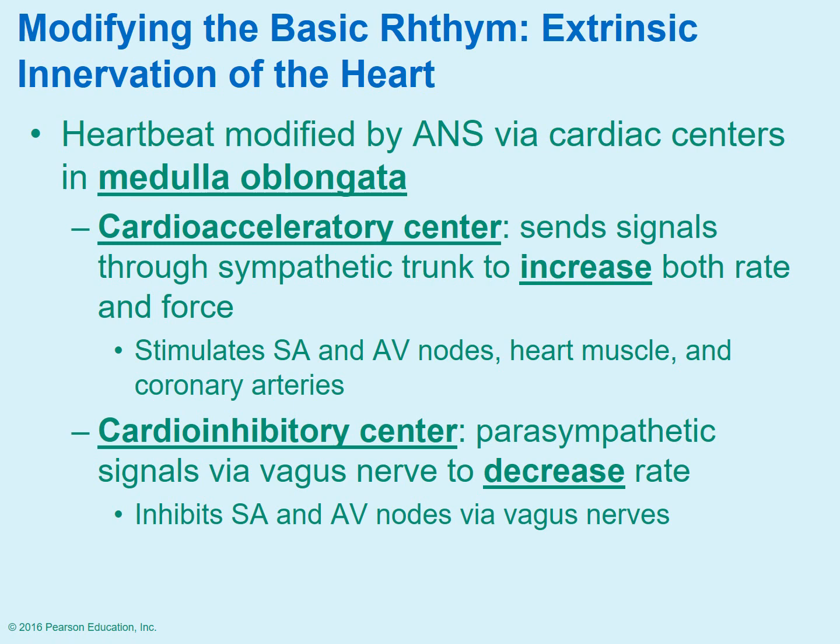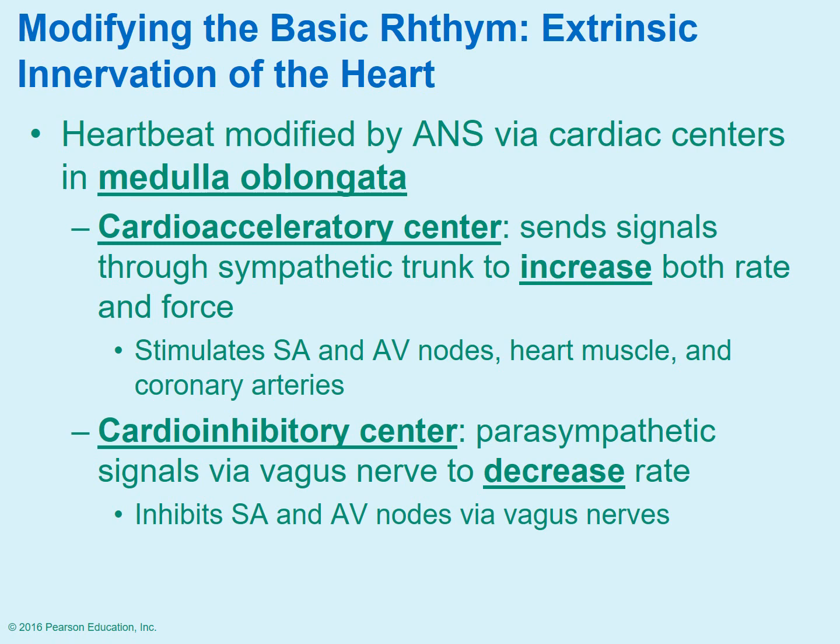Extrinsic innervation of the heart. This allows for the heartbeat to be modified by the autonomic nervous system. Usually it's going to be controlled in the medulla. The cardiovascular center will send signals, if the sympathetic division is turned on, to increase the heart rate and the force. How does it do this? It's going to stimulate both the SA and the AV nodes. It's going to stimulate the heart muscle. It's going to stimulate the coronary muscles.